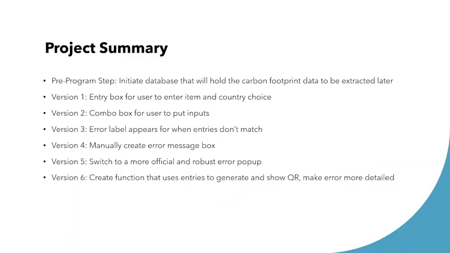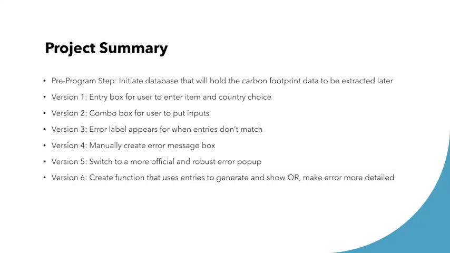This is the procedure I followed through building my program. My first step before I started with the UI was to initiate a database that held the carbon footprint data, and that data would later be retrieved when the UI had the show data or generate QR button pressed. Then in my first version of the program, I used entry boxes for the user to enter the item name and country of the user's choice.